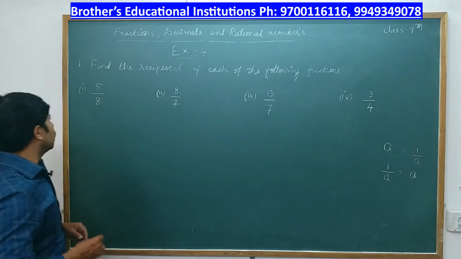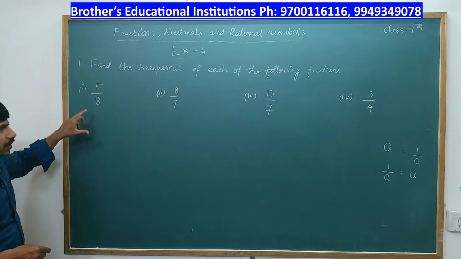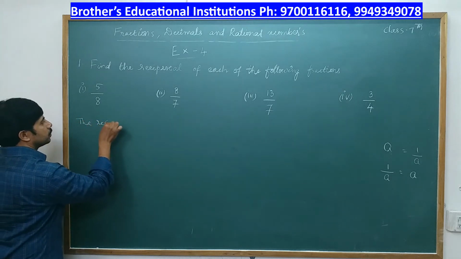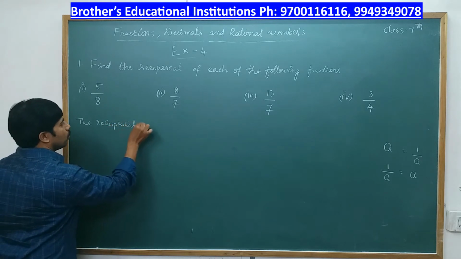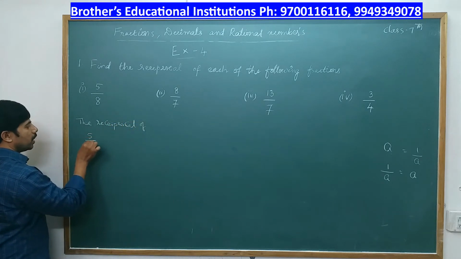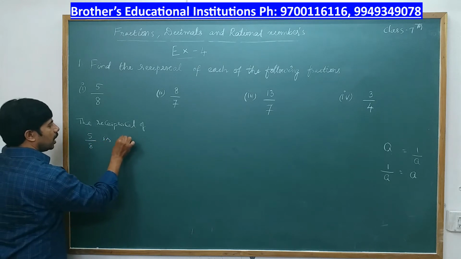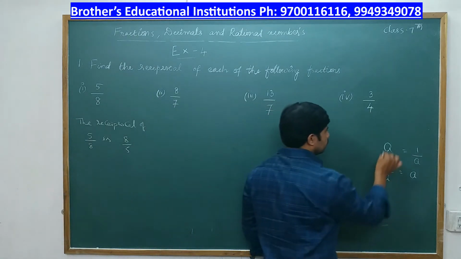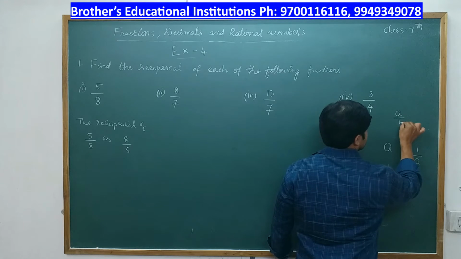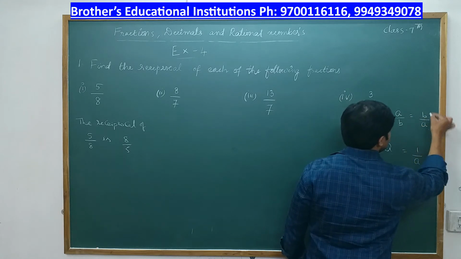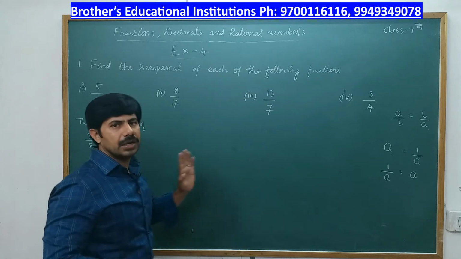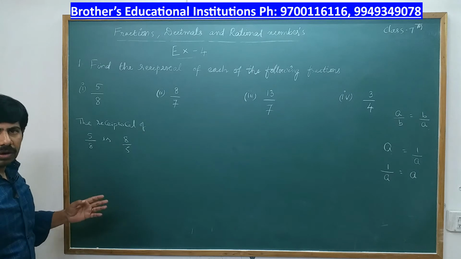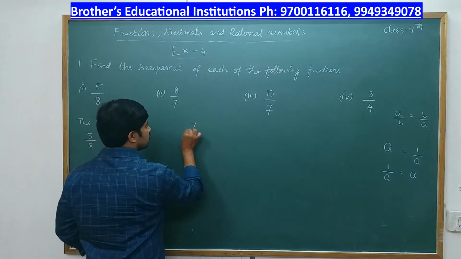So when it comes to the problem, what is reciprocal of 5/8? The reciprocal of 5/8 is 8/5. Okay, so one more thing, what is the reciprocal of A by B? The reciprocal of A by B is B by A. Interchange numerator and denominator. So same thing I did. The reciprocal of 5 by 8 is 8 by 5. So what is the reciprocal of 8 by 7? It is 7 by 8.